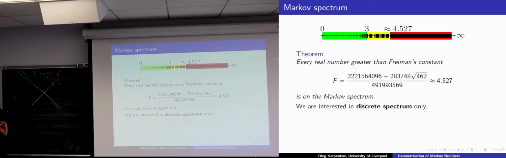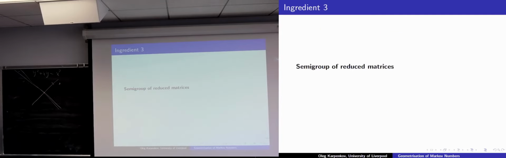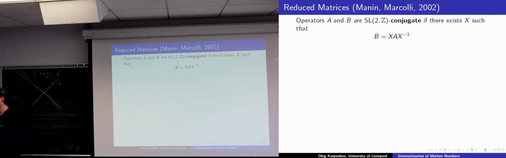Great. So we will be only considering the discrete spectrum, and we will try to see how we can generate these numbers. Great. Semigroup of the reduced matrices. So again, another break. Take Coca-Cola, whatever. We have the third ingredient, which is different from the previous one. Great. So first of all, two matrices.